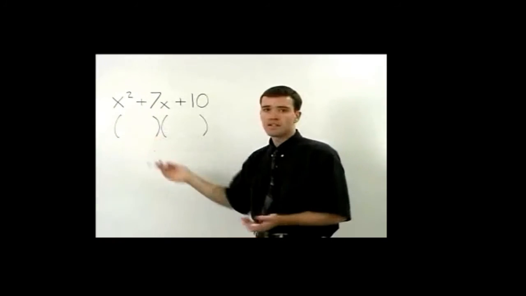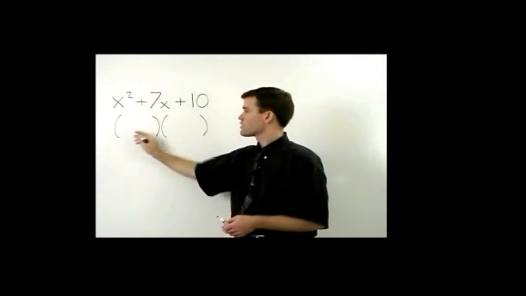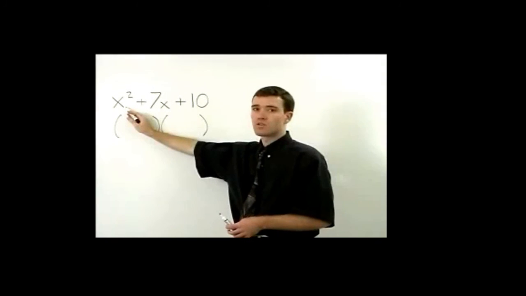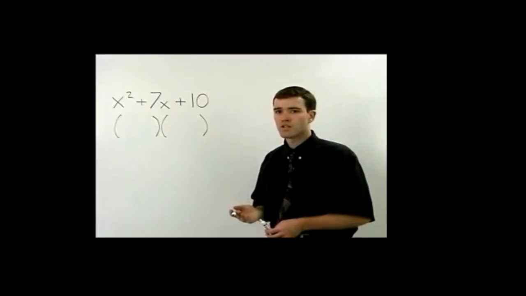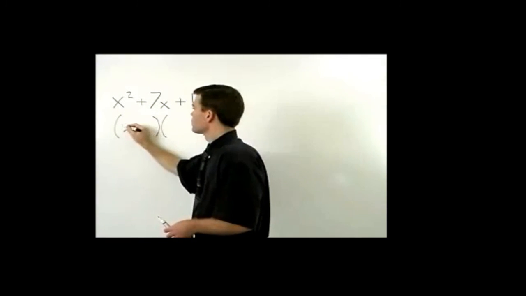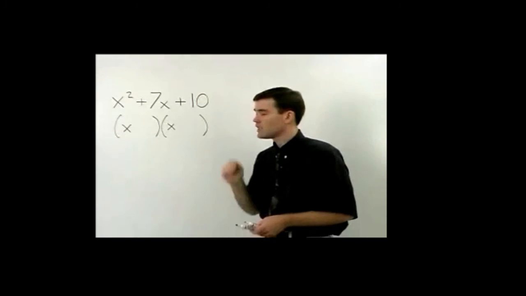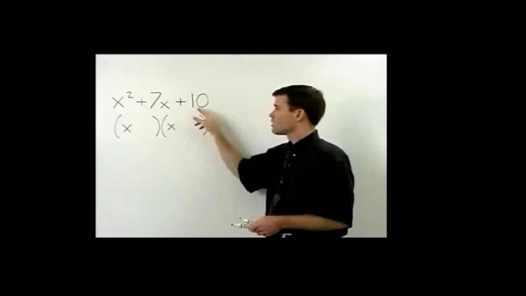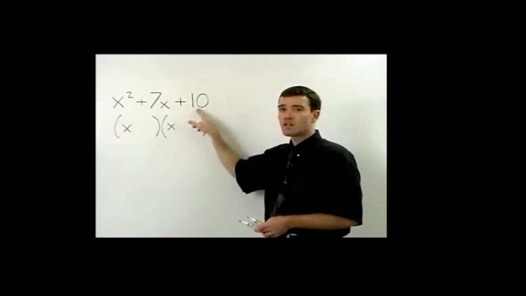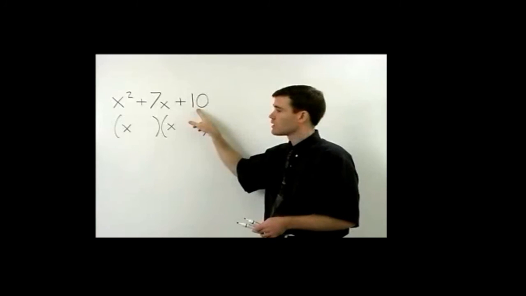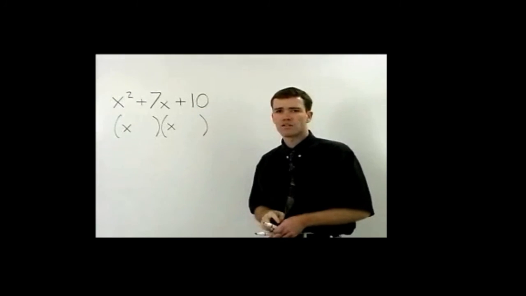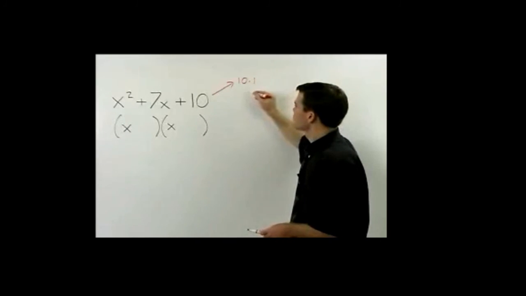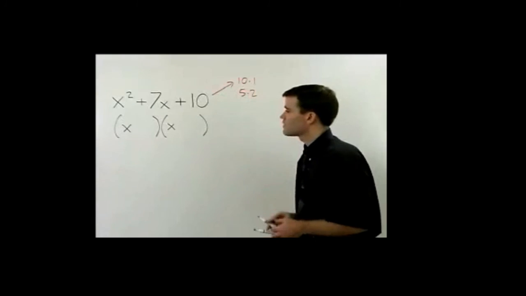So what goes inside these parentheses? Well, the first term in each binomial will be a factor of the x squared. Since x squared factors as x times x, we use x as the first term in each binomial. The second term in each binomial will be a factor of your constant term, or your 10. The problem is 10 factors in different ways. 10 can be thought of as 10 times 1, or it can also be thought of as 5 times 2.